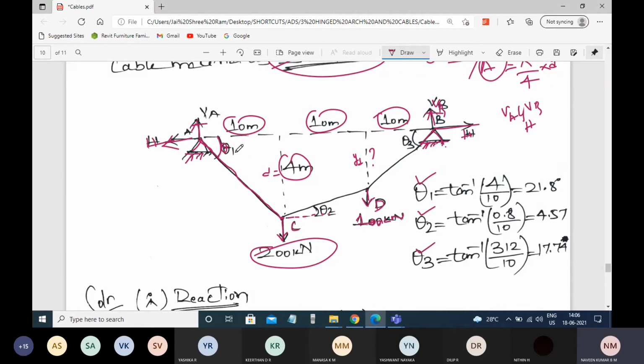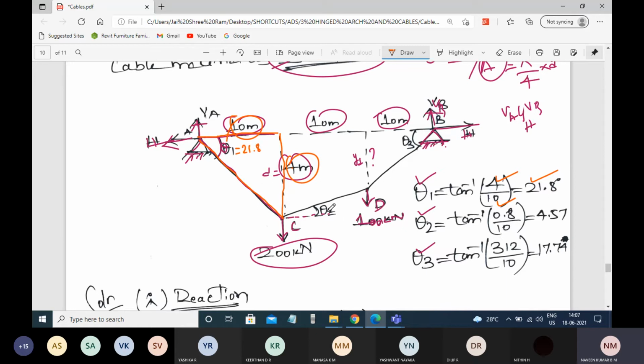To find theta1, you form this as one particular triangle. I hope you can do this; you have done all these things in first year elements of civil engineering, right? So tan theta is opposite by adjacent. Opposite is 4 meter and adjacent is 10 meter. So tan inverse of 4 by 10 equals theta1. So theta1 equals 21.8 degree.